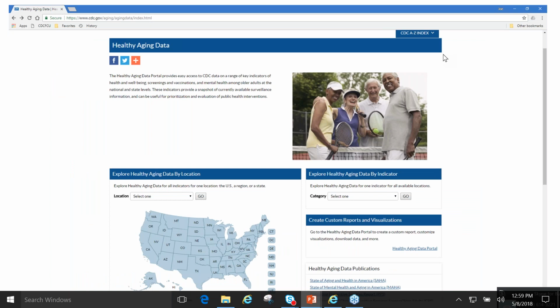So we certainly hope that you will find this tool a valuable resource for the latest estimates from the Behavioral Risk Factor Surveillance System for adults ages 50 years of age and older. The Healthy Aging Data Portal is updated annually with the latest available estimates from the BRFSS. Next slide.